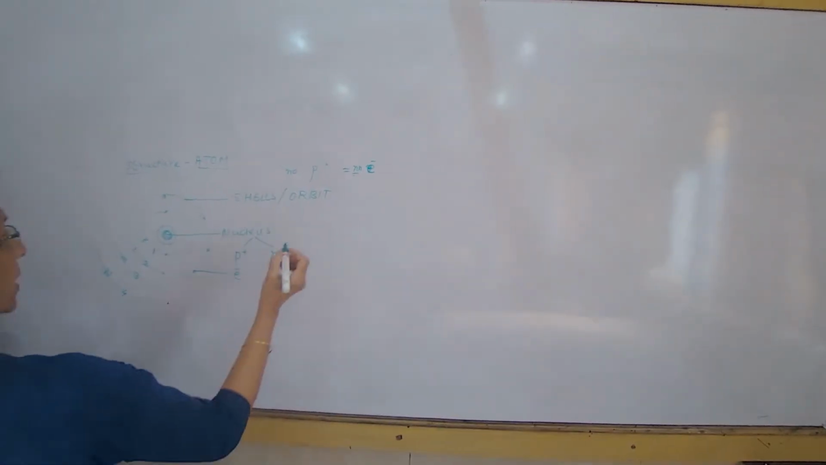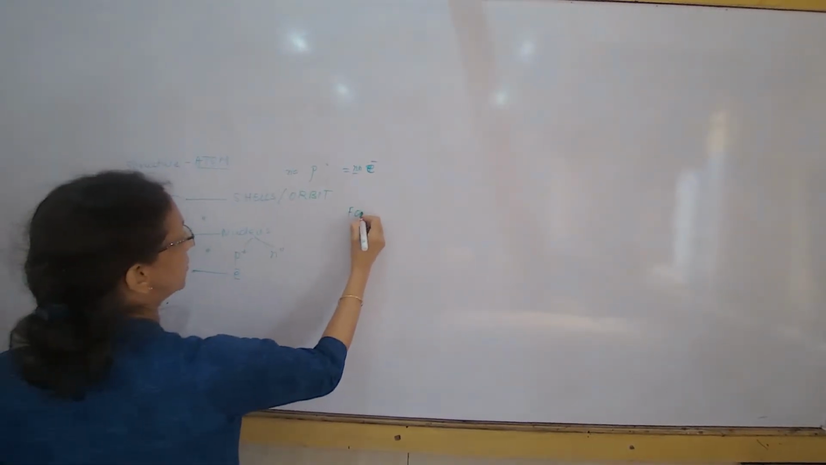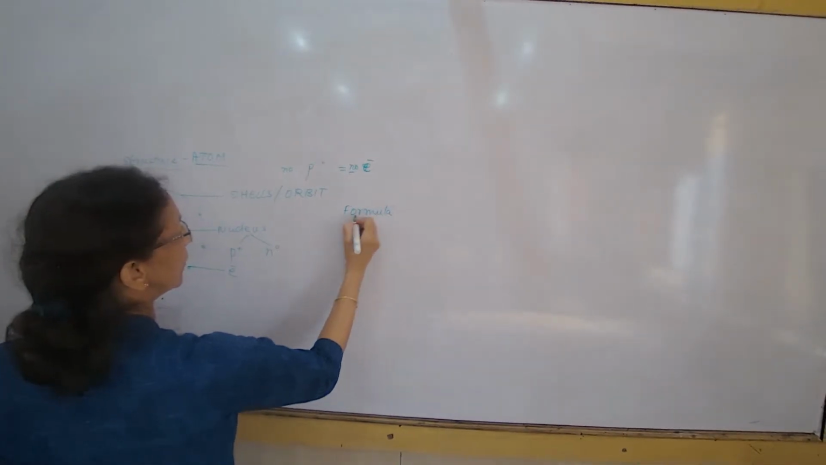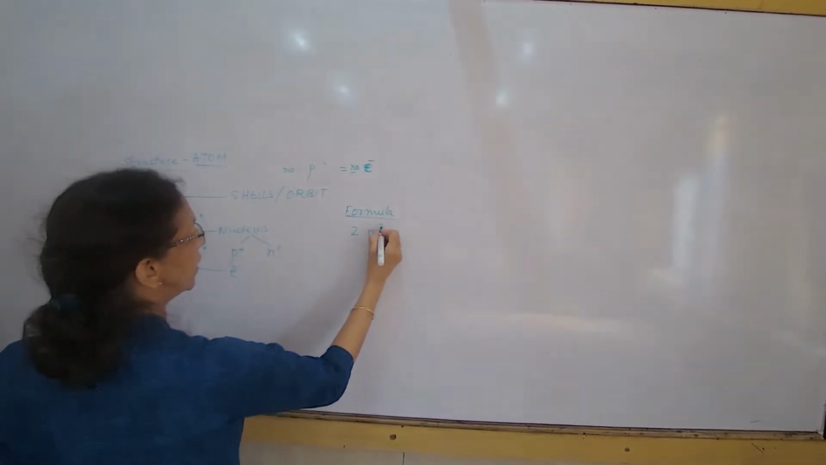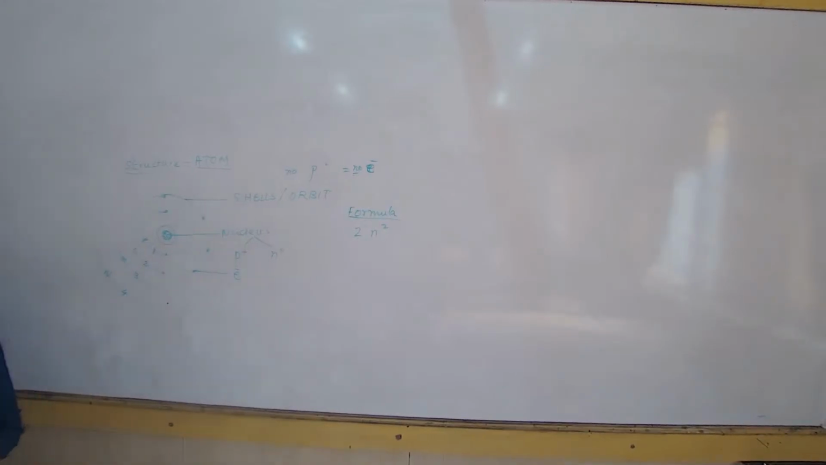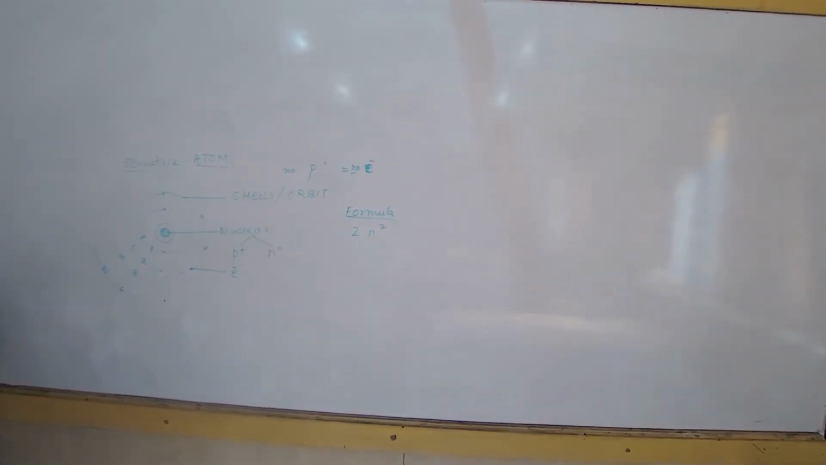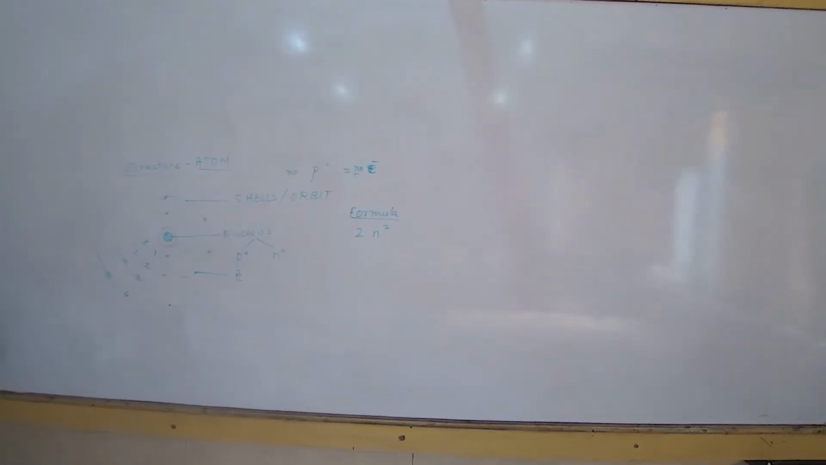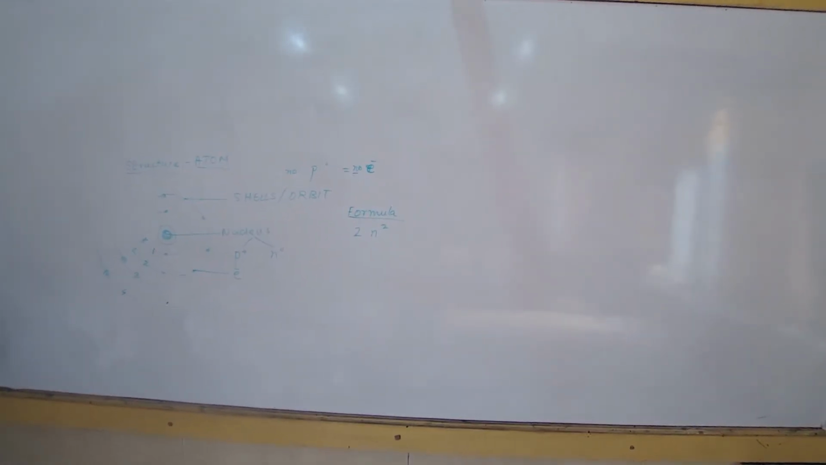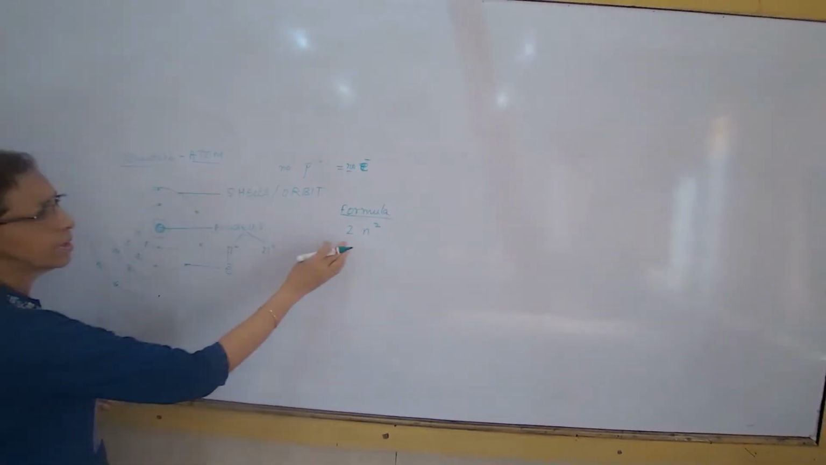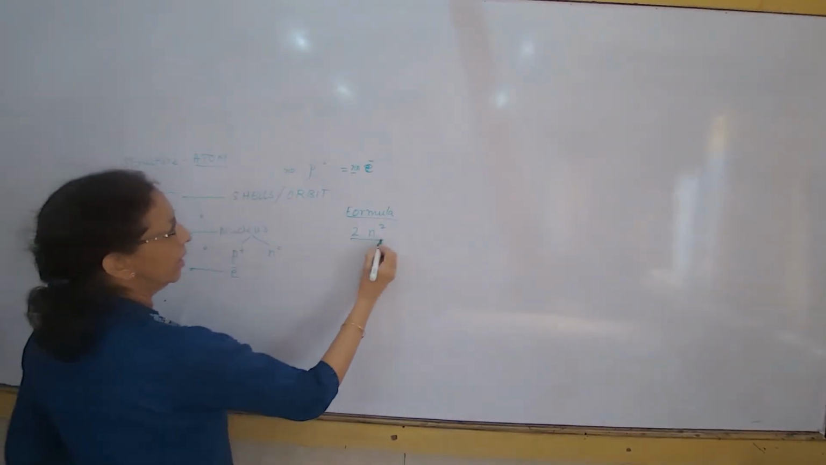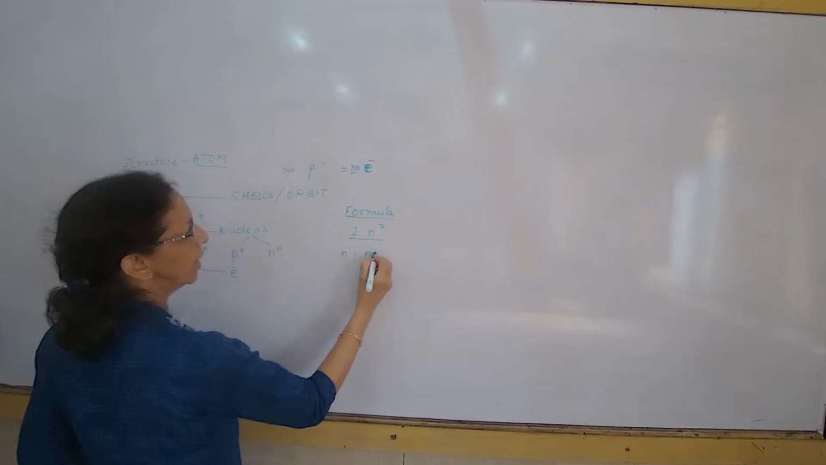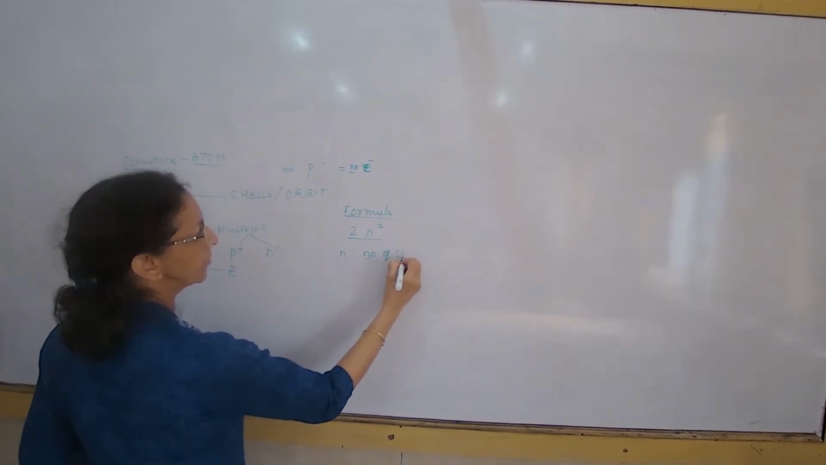So here we are talking about a formula. Write down this formula, all of you. We are writing it as 2n squared. Don't look at the textbook like that. You're getting confused, turning the pages, not concentrating. Write down the formula: 2n squared, where n is equal to the number of the shell.